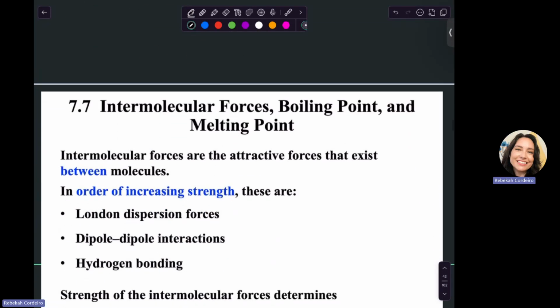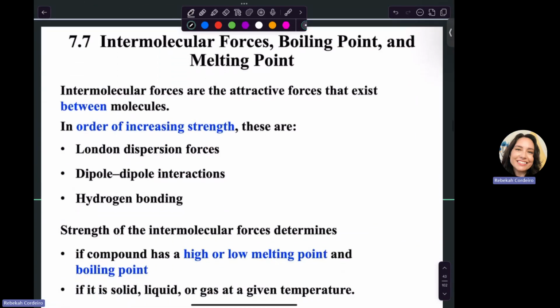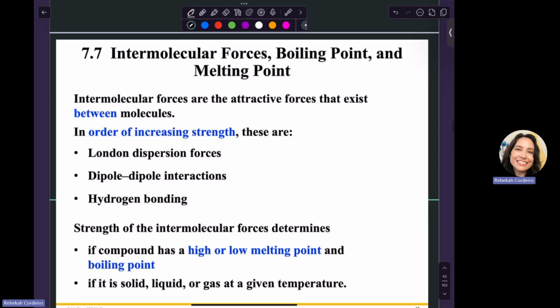Okay, so this is going to be section 7.7 and 7.8. We're going to start by talking about intermolecular forces today. And so intermolecular forces are the attractive forces between molecules. Inter meaning between.